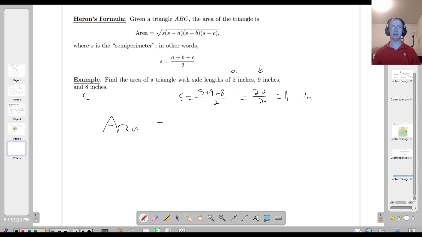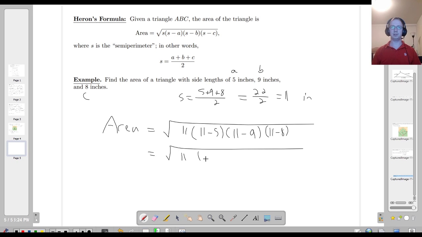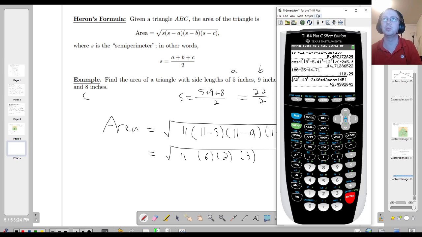So let's plug everything in. Square root of semi-perimeter times semi-perimeter minus A times semi-perimeter minus B times semi-perimeter minus C. So in other words, 11 times 6 times 2 times 3. Or you could have just typed that whole expression into your calculator, however you prefer to do it. So let's see what this comes out to. 11 times 6 times 2 times 3.